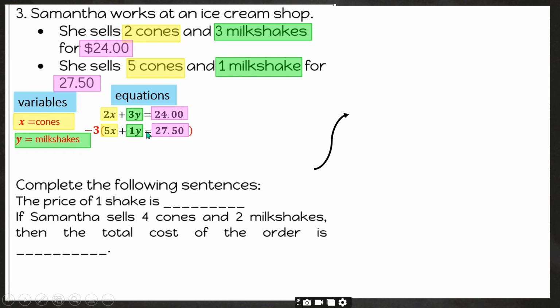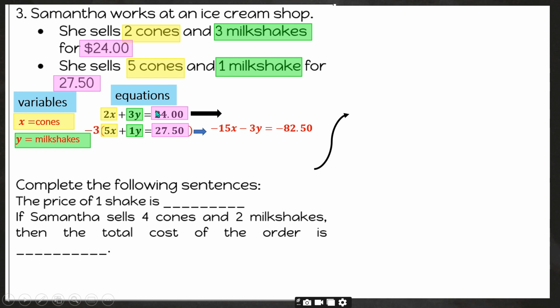Okay, so in order to eliminate a variable from the second equation, I'm actually going to multiply this second equation by -3. And the reason why I'm multiplying by -3 is because when I do that, I will have the same coefficient on my y values with different signs. So this equation is going to become -15x minus 3y is equal to -8250. Because -3 times 5 is -15, -3 times 1 is -3, and -3 times 2750 is -8250.